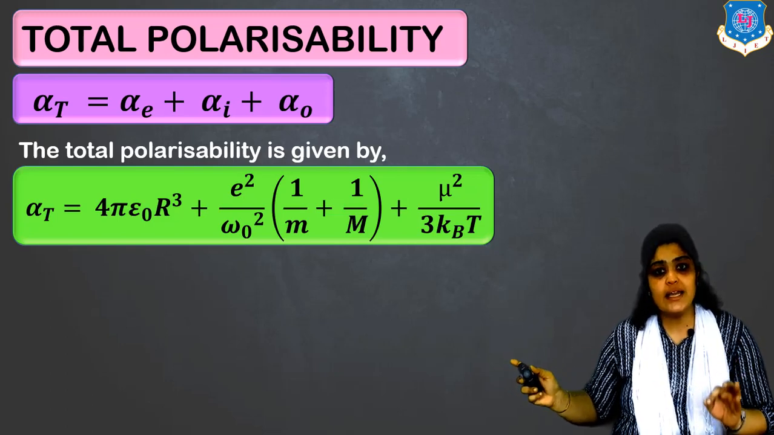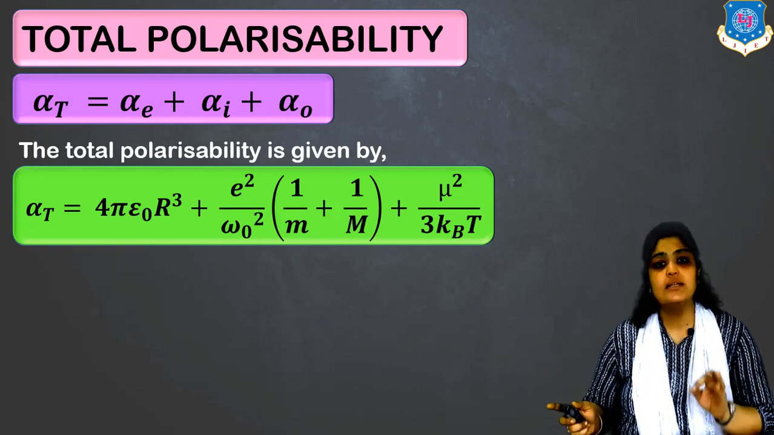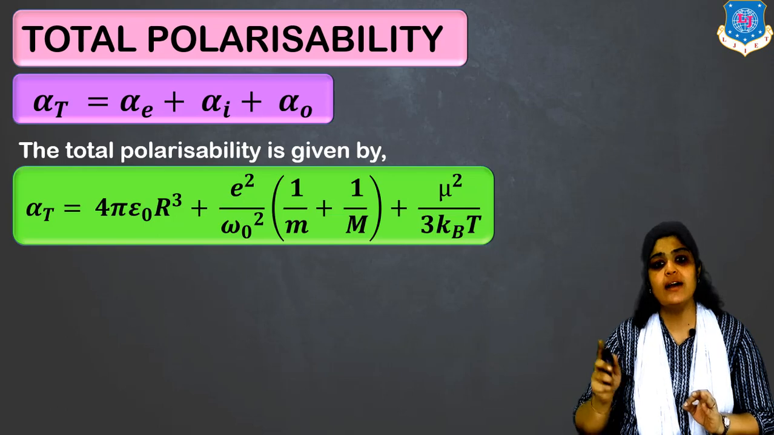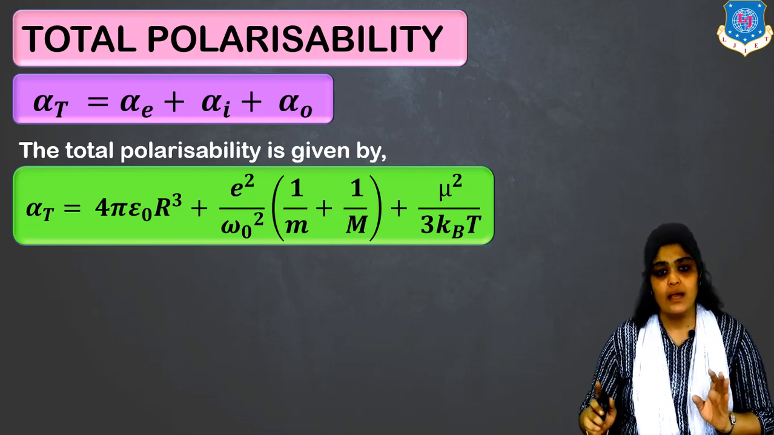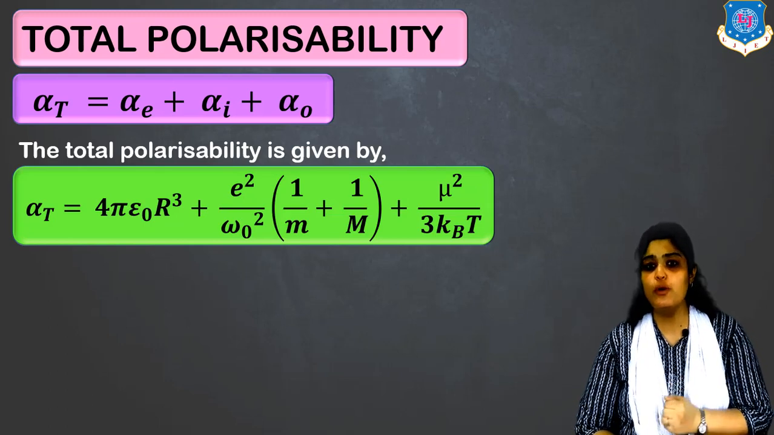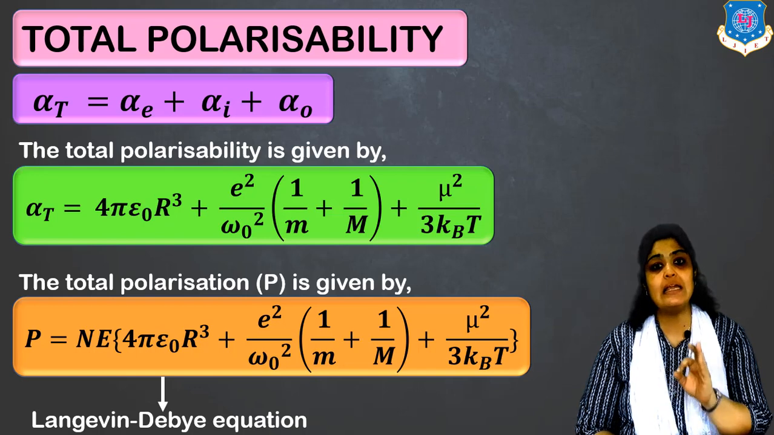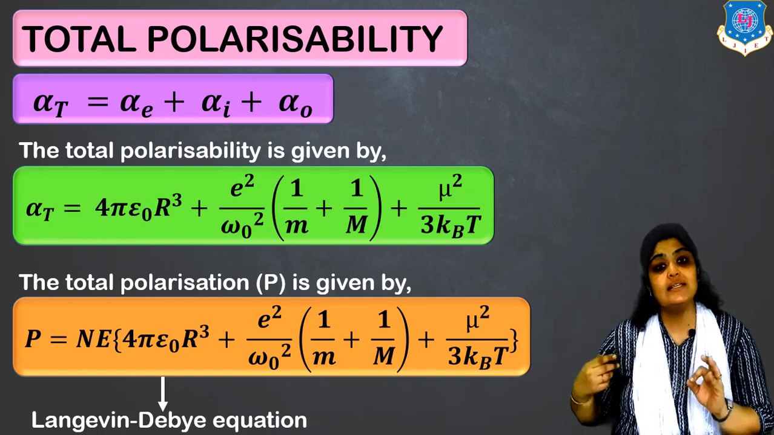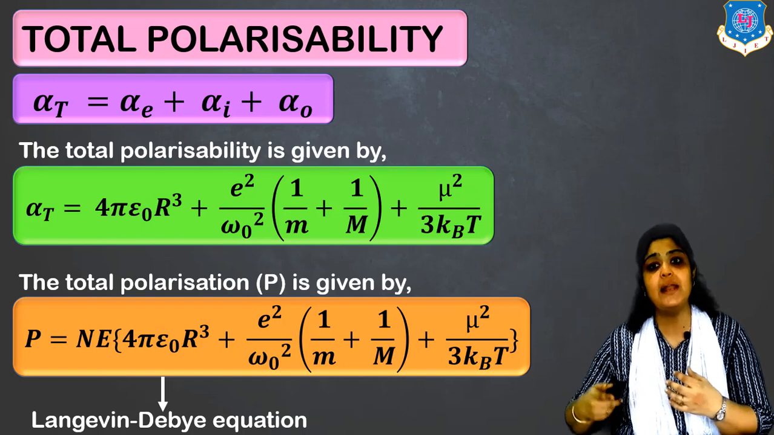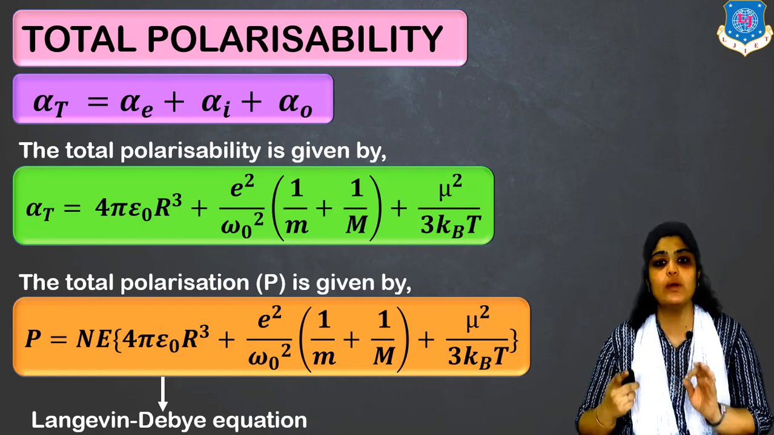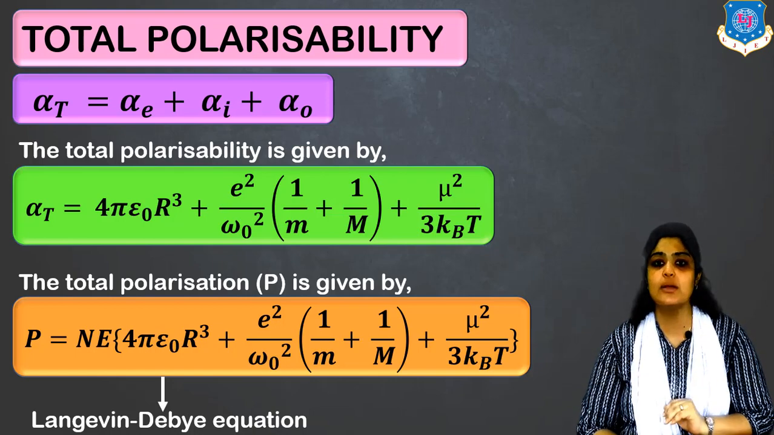So I have alpha T equals 4 pi epsilon 0 r cube plus e square upon omega 0 square into 1 upon m plus 1 upon m, plus mu square upon 3 kBT. Now, if I have derived the equation of polarizability, I can also write polarization, which is defined as N e into alpha T. Alpha T is the above equation, so I have just multiplied the above equation by N into E. That gives me the total polarization inside a dielectric material.